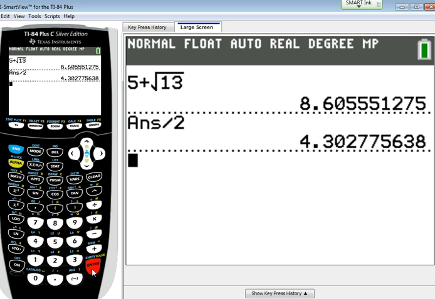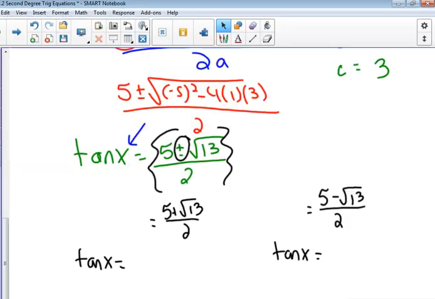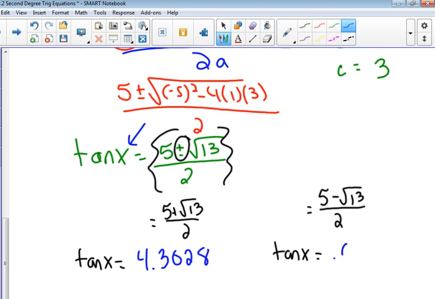Right, so I got 4.3028. Yeah. But then the second one, do that. Okay. 4.3023. Okay. And then I got like point 972, but I don't know if that's okay. Did you guys get point?